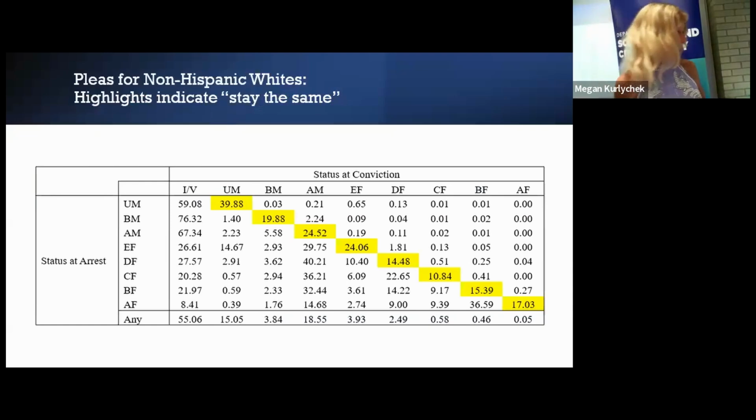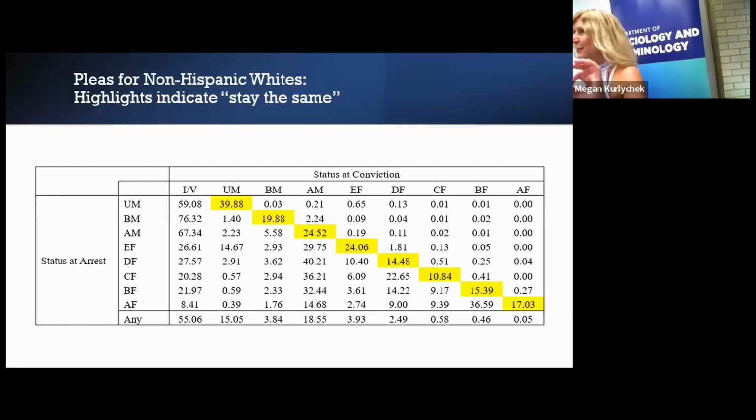Now this one you can read, it's big numbers. This is just a bivariate table. And we have 2 of these. I'll be going back and forth between the 2 of them to show you. So this is non-Hispanic white. So this is our white sample. And the yellow highlighted line down the middle is the percent that are found guilty through a plea of the same offense class that they were arrested for.